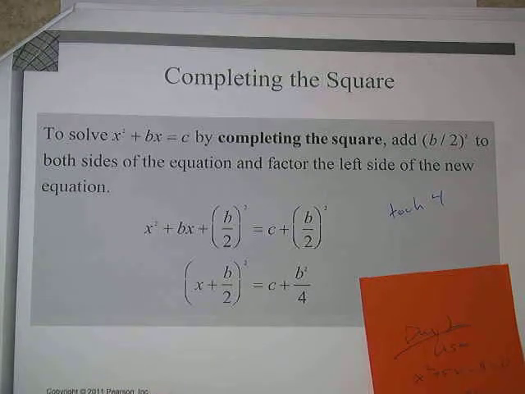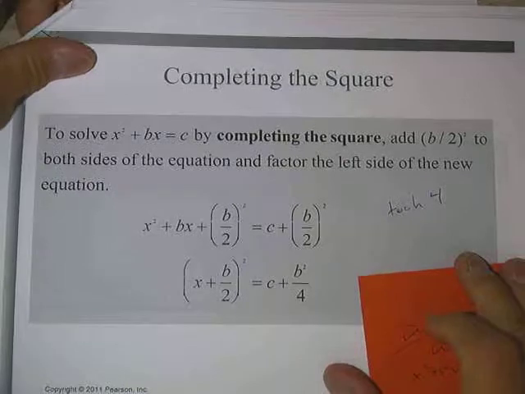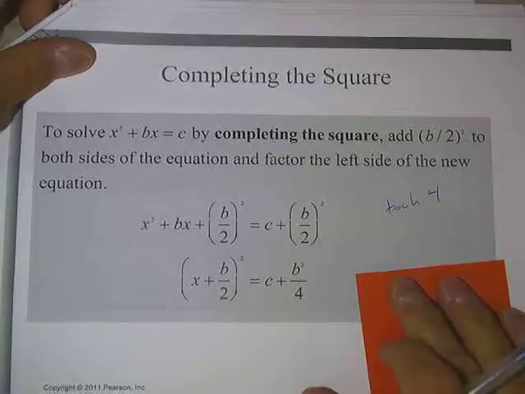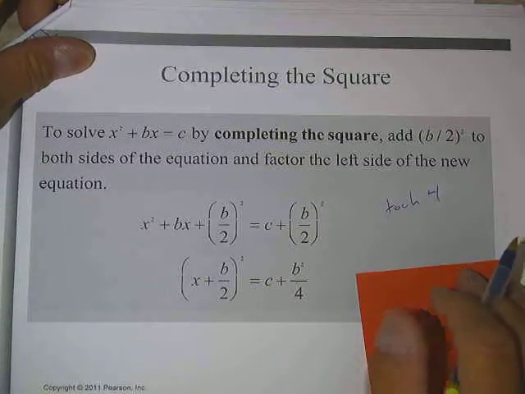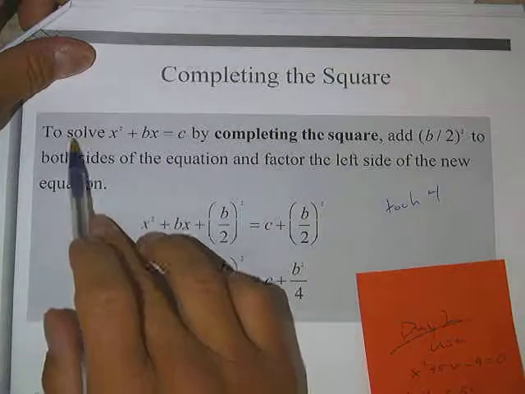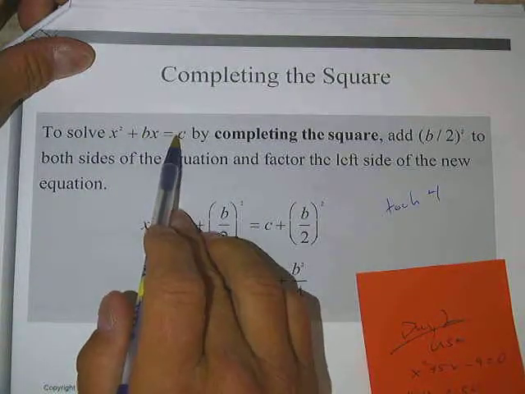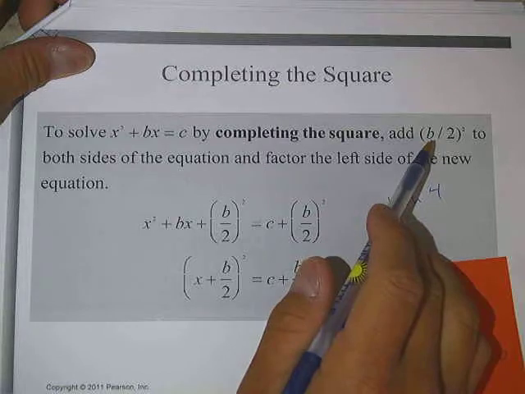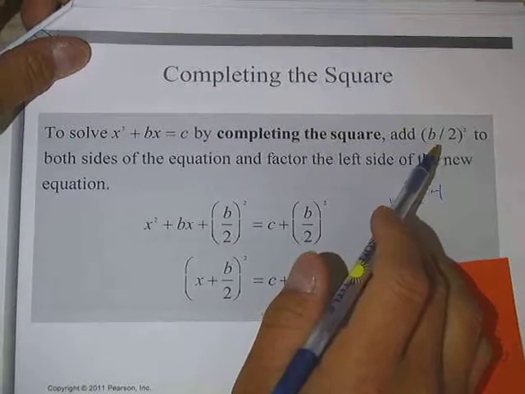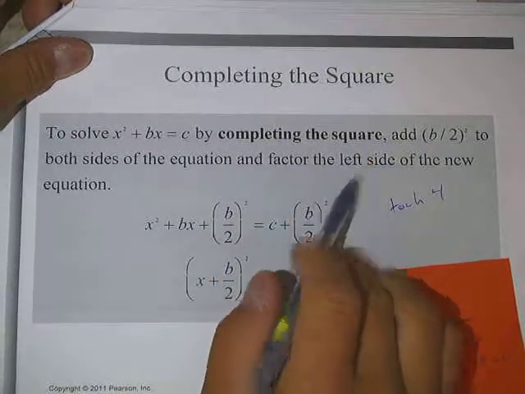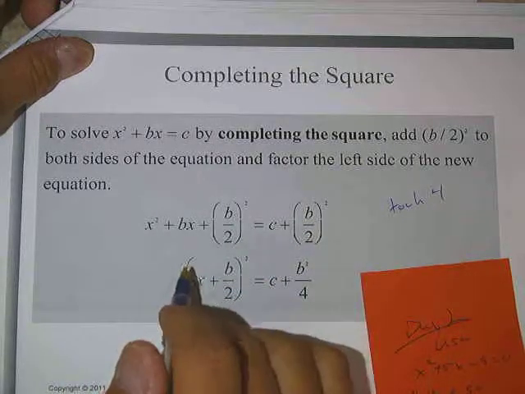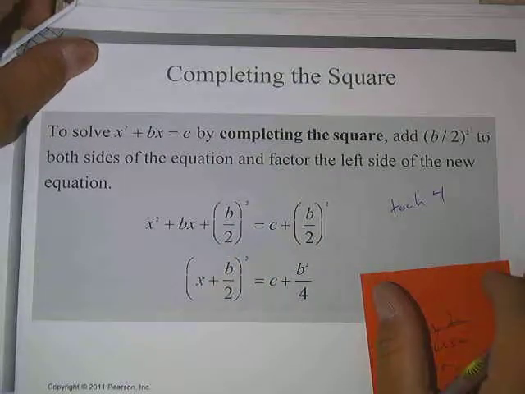Okay, the fourth technique that we're going to use to solve quadratic equations is called completing the square. The method is described here, and we'll, of course, do an example in just a minute. But ultimately, if we have something of the form x squared plus bx plus c, what we can do here is add b over 2 squared to both sides of the equation and then factor the left side to get the new equation, and then we'll see how it plays out from there.